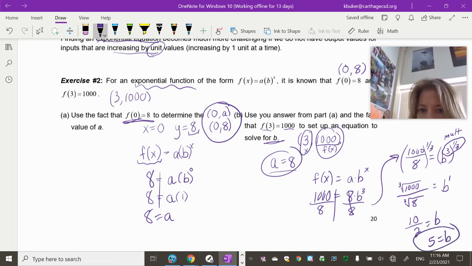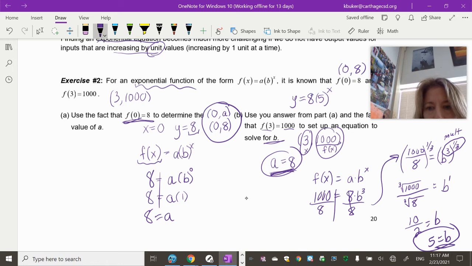Okay, so now what I could do is I could write my equation. I have my a value from part A, I have my b value from part B, and I could write the equation y equals 8, or f of x I could write. My b value is 5, and I'm going to keep this as x now. And I could substitute my values to make sure this works. So if I substitute a 0 in for x, I'd get 5 to the 0 power, which is 1, times 8 is 8, so this checks.